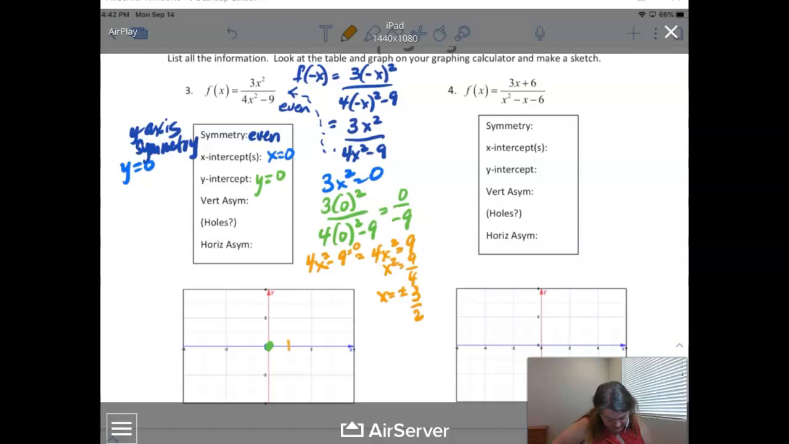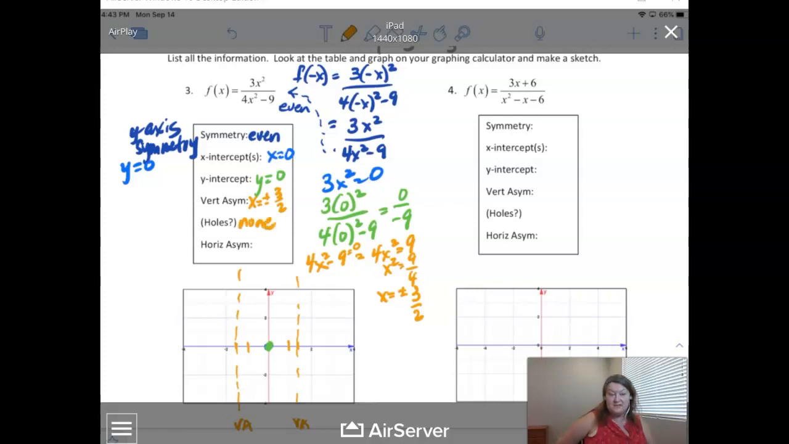So here is 1, here is a half. So these are my VAs. Here's a 1, here's 1.5. Okay, so again, I'm going to have 3 regions. I'm going to have to go and check dots in each section. All right, let's see, where are we next? So vertical asymptotes, we had x equals plus and minus 3 halves. Did we have any holes? No, we got a 0 over negative 9. We're good there, so none.